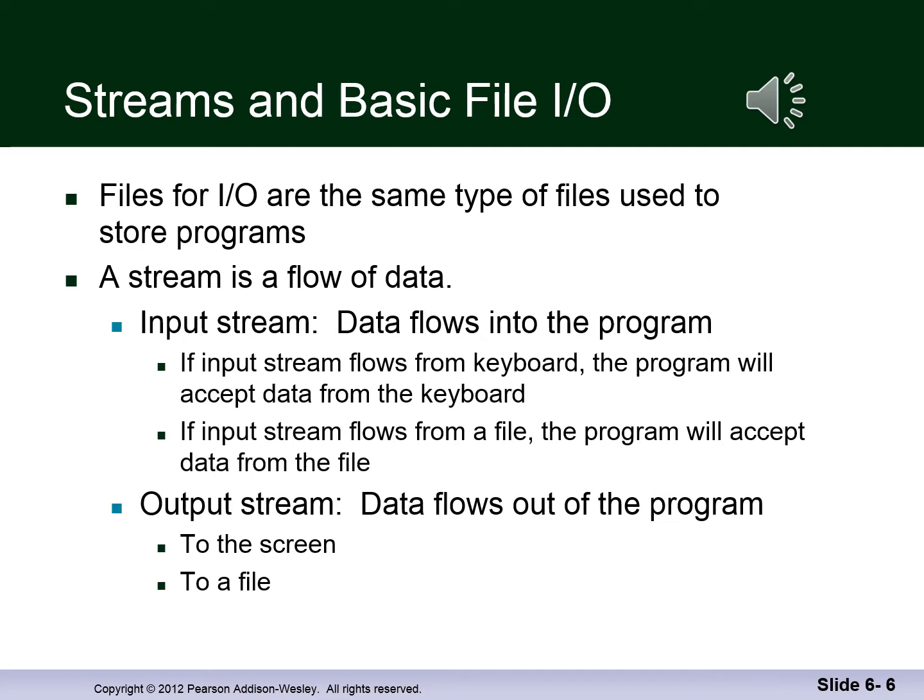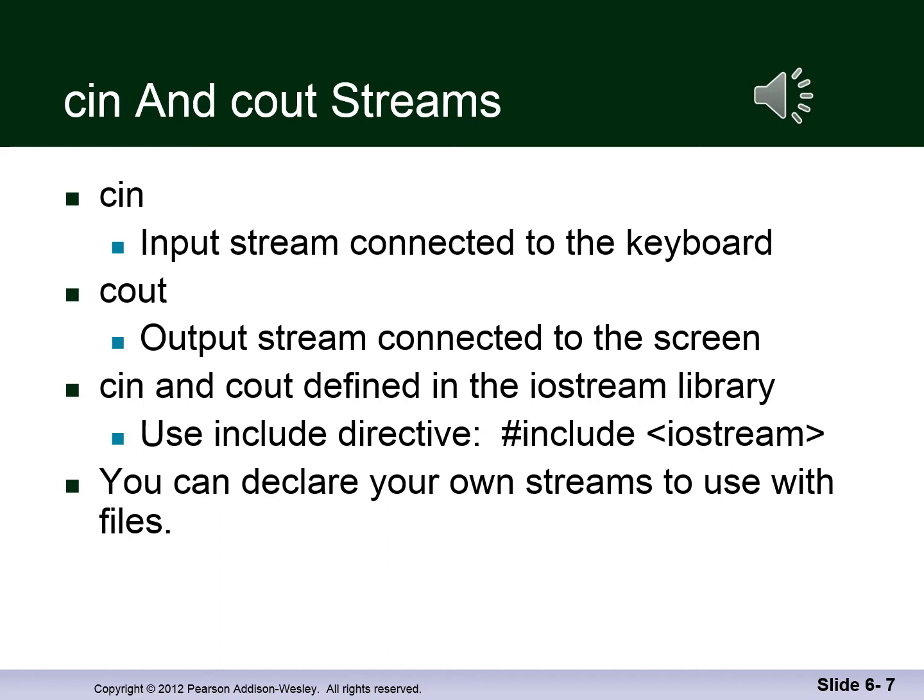Here we have a quick review of cin and cout streams. cin is an input stream that is connected to the keyboard. In this chapter, we'll talk about input streams that are connected to a file. cout is an output stream connected to the screen. The definitions of cin and cout are in the iostream library, and if we're going to use cin and cout, we've always included the directive for the iostream library. You can declare your own streams to use with files.